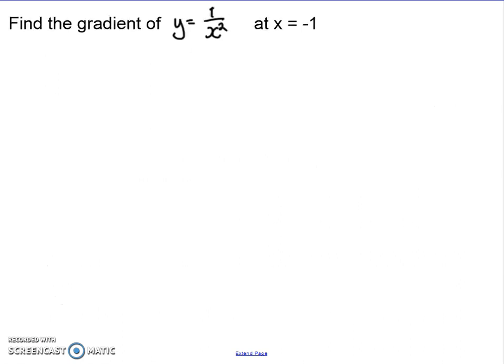So first question, find the gradient of y equals 1 over x squared at the point x equals negative 1. Now remember, the key principle we've been looking at so far is that the gradient is equal to the derivative of the function, whether that's f dashed of x or dy by dx, whatever version it wants us to look at. That's the key thing we always have to remember. So for the gradient of this function, we have to take the derivative and then figure out the derivative when x is equal to negative 1.